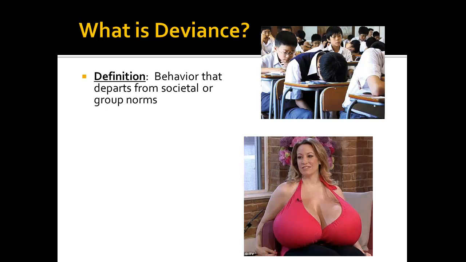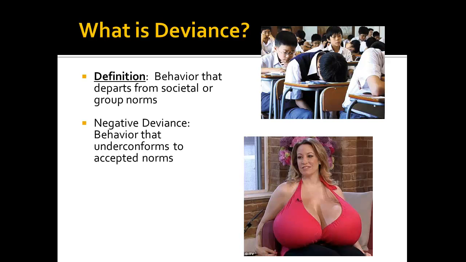There are two broader categories of deviance that we see in our society. The first is called negative deviance. This is the one that you're probably most familiar with. This is when people underconform to a norm. You see this kid in school, sleeping on his desk. This is considered negative deviance. He is underconforming to the norm. The norm in school is that you stay awake, you listen to your teacher, you take notes, you pay attention. This student is not doing that. He is not living up to the social norm, so he is exhibiting negative deviance.